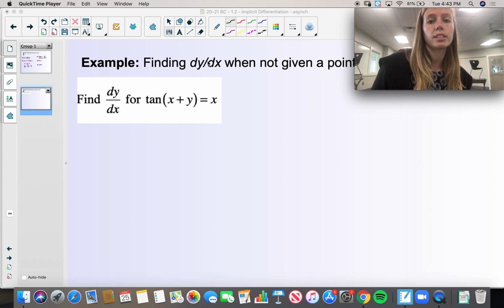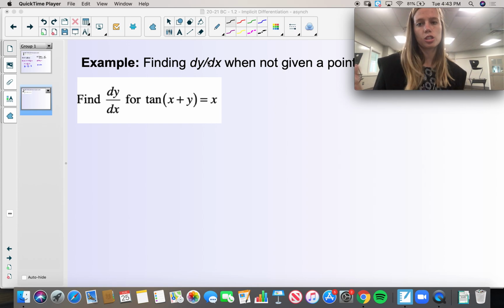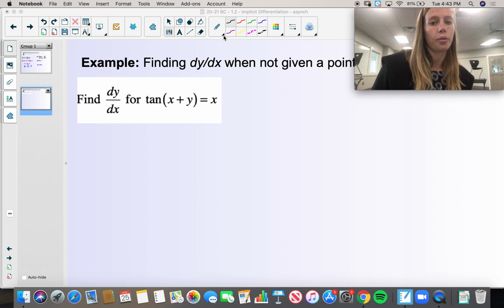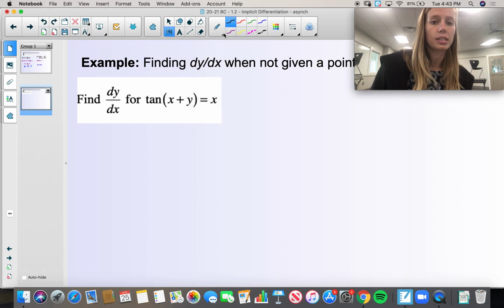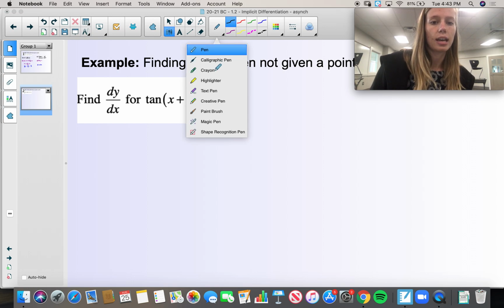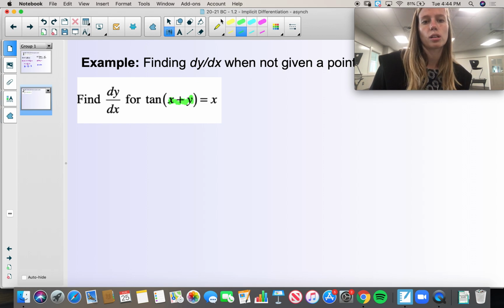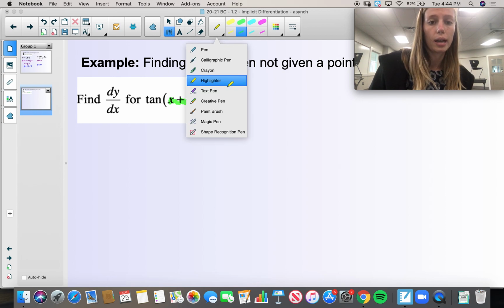Next one, we need to find dy/dx when we're not given a point. So it's basically finding the general formula for the derivative. Find dy/dx for tangent of (x plus y) equals x. I know that this one is defined implicitly because I have tangent of x plus y in parentheses, so it's going to be difficult to solve for y.